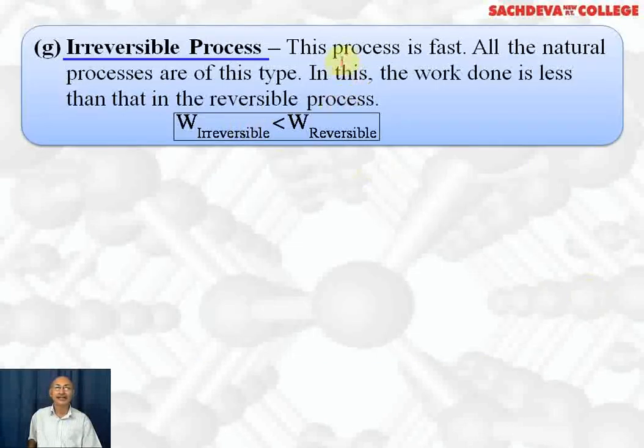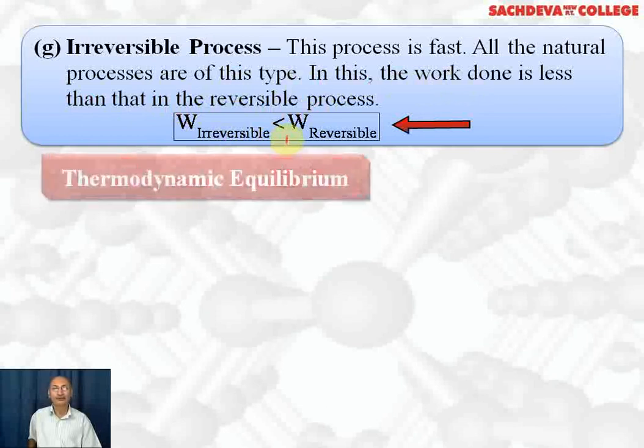Next we are taking irreversible process. The irreversible process is fast. Reversible process was slow, whereas irreversible process is fast. And all the natural processes are of this type. In this, the work done is less than that in the reversible process. W irreversible will be less than W reversible.